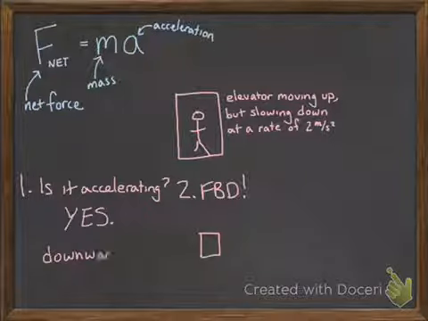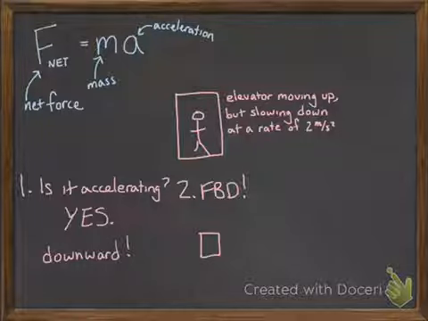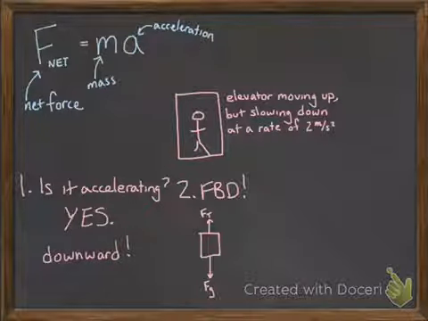But wait a second, we need to know which way it's accelerating to be able to draw this correctly. The elevator is accelerating downward because it is moving upward but slowing down, so it's speeding up in the opposite direction. So moving up but accelerating downward means it's slowing down. So when we draw the free body diagram, we know that there has to be a bigger force going downward than there is going up, right? Because if it's accelerating downward, the net force has to be downward.